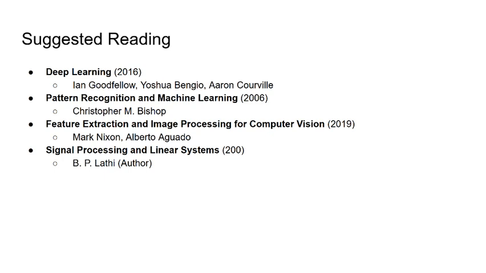Pattern Recognition and Machine Learning is also a good book. It focuses more on how networks follow patterns, and that extends very well into image processing. Feature Extraction and Image Processing for Computer Vision is really good too. That gets into how you pull stuff out of computer vision.